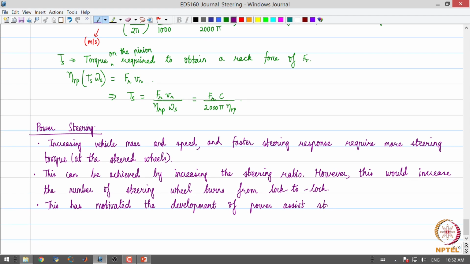So, in the next class we will look at the different types of power assist steering systems, what their features are, and then we will compare them. We will learn more details about them. So, we will continue this discussion in the next class.